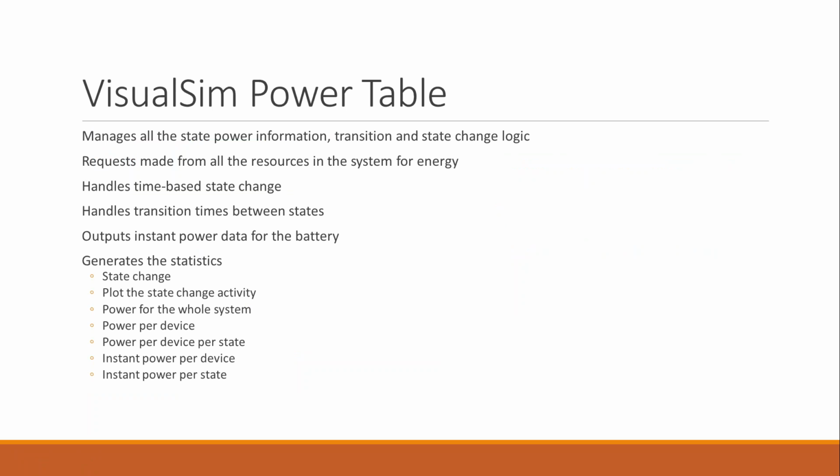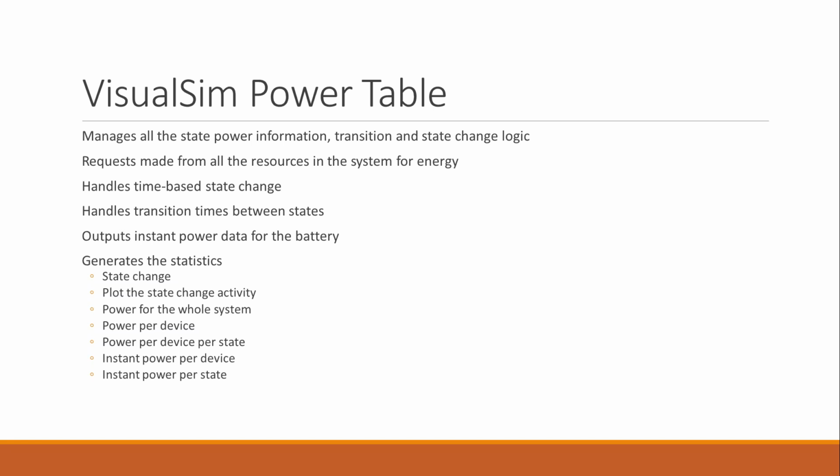The power table itself manages all the state power information, which is, at every state, how much power is consumed, cycles for the inductance. We assume there are no power losses under capacitance, so we don't take that into consideration. And the state change logic, which is how much time I should be in a state before moving over to another state. So that's the basic information that's managed.